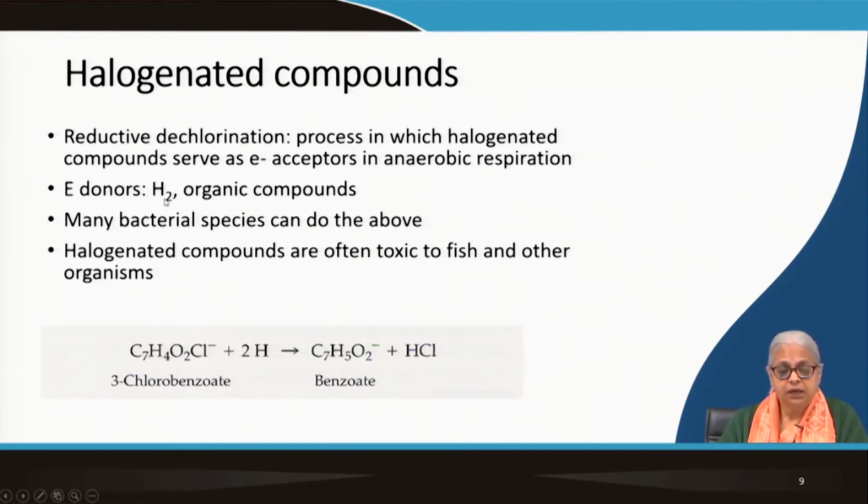Electron donors like hydrogen and other organic compounds can be coupled with this reaction. So here you have chlorobenzoate. The first thing for further degradation to happen is that chlorobenzoate is converted to benzoate and HCl is removed. So once this first step is taken care of, then benzoate can be degraded like any other organic compound. Most bacterial species can do the above. They need acclimation, and halogenated compounds are generally toxic to fish and other organisms.